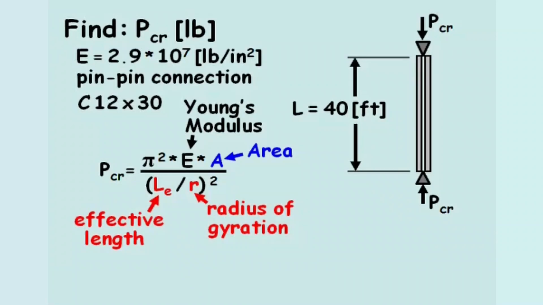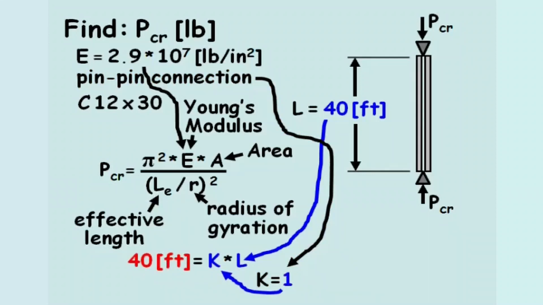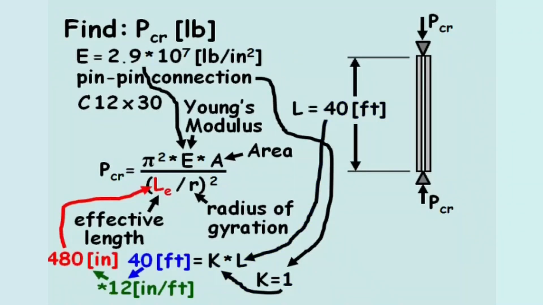From the problem statement, we already know the Young's modulus of the steel. The effective length of the column equals K times the length of the column, L. The length of the column equals 40 feet, and the variable K accounts for the end connections. For a pin-pin connection, the value of K is 1, which makes the effective length equal to 40 feet. After converting to inches, the effective length equals 480 inches.